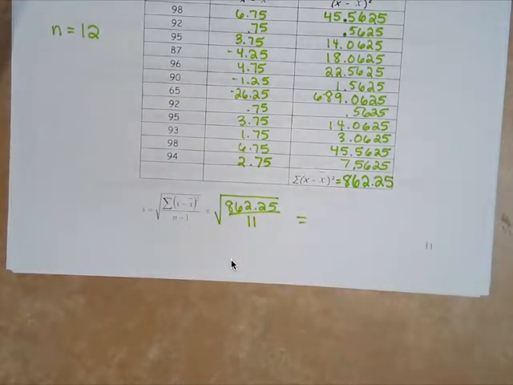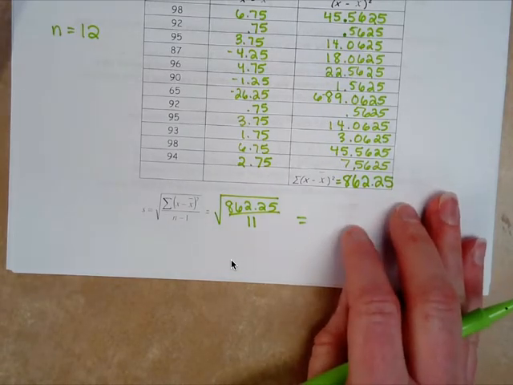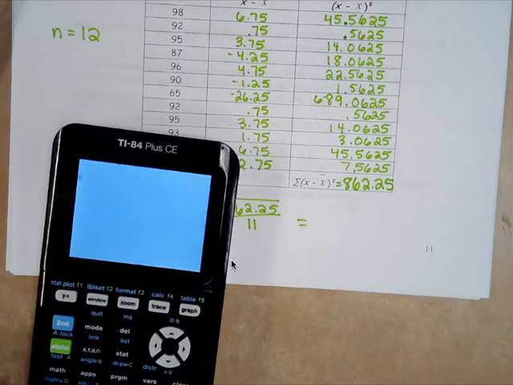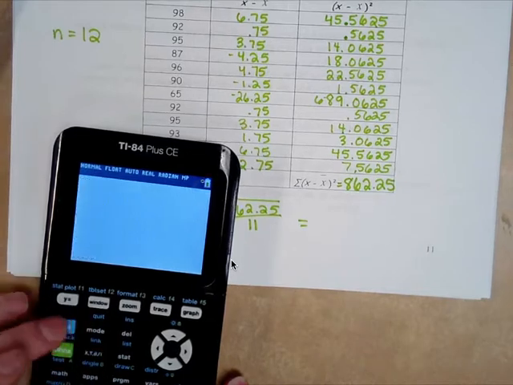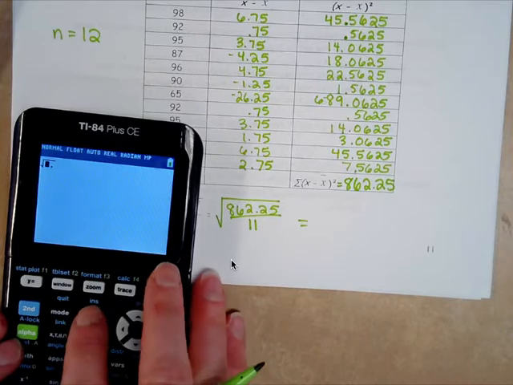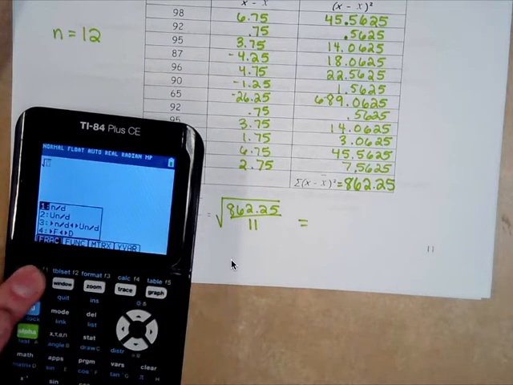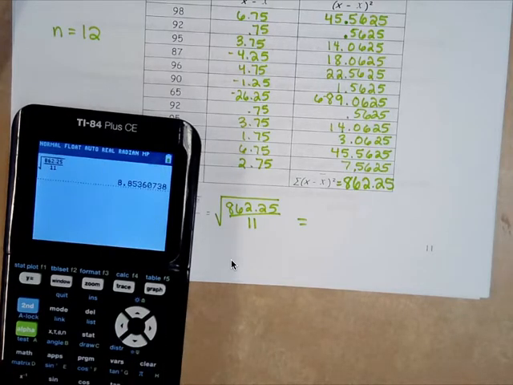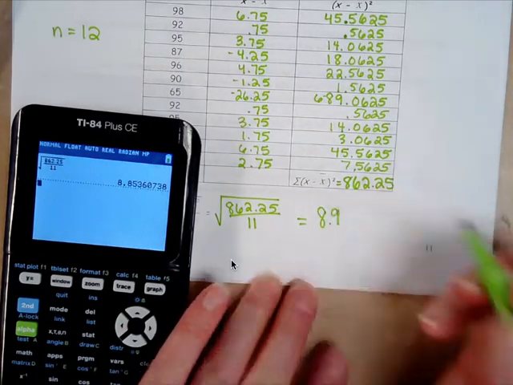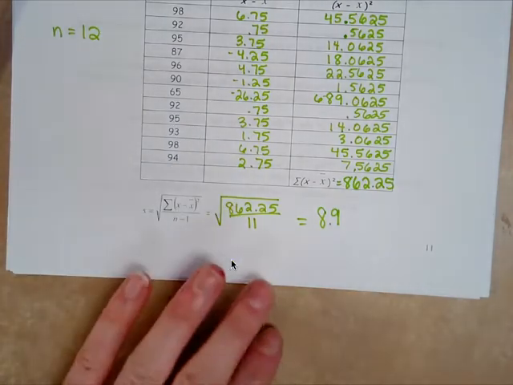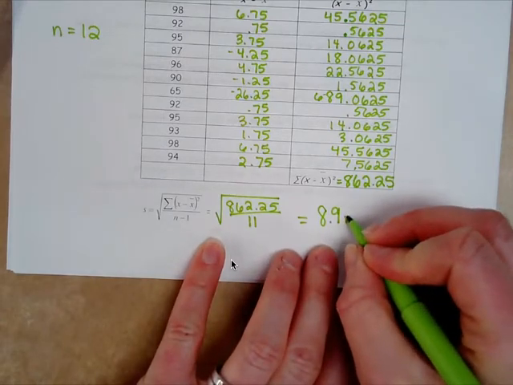All right. This value we can round to one more place than our original data, so we're going to round to the tenth place. I guess I could put this in a fraction. There we go. So that'll be 8.9. So the standard deviation is 8.9, and we have to use the units, so minutes.